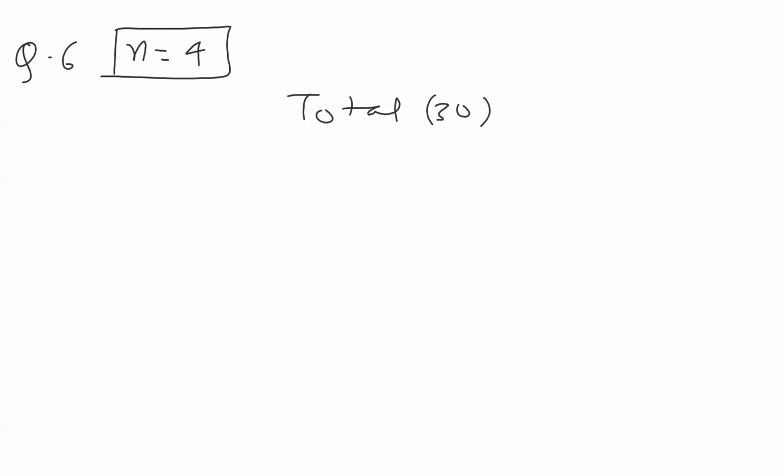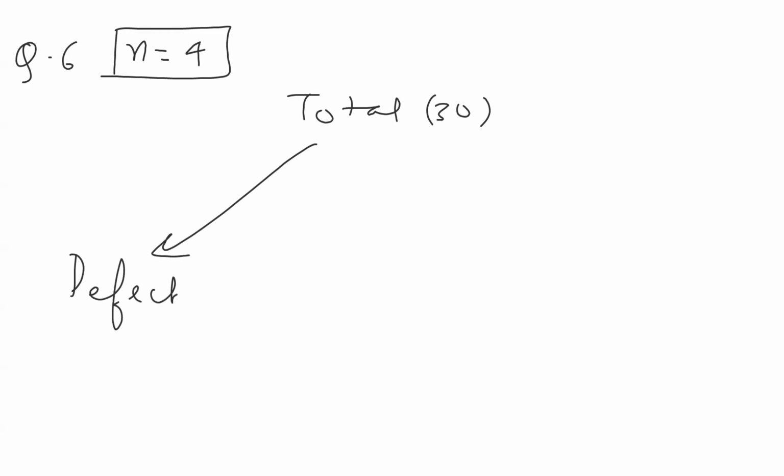Question number 6 from page number 141. A sample of 4 bulbs is drawn at random. So n is equal to 4. We are drawing 4 bulbs at random with replacement. With replacement means we draw one bulb, then we replace it in the total lot. The total lot is of 30 bulbs, out of which 6 are defective.